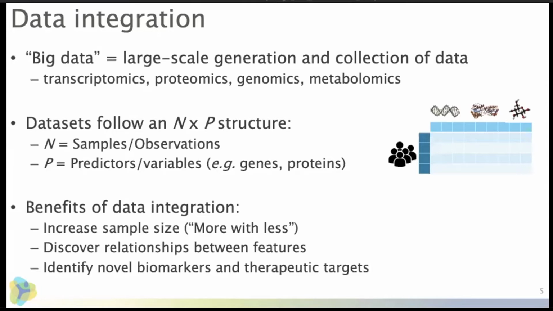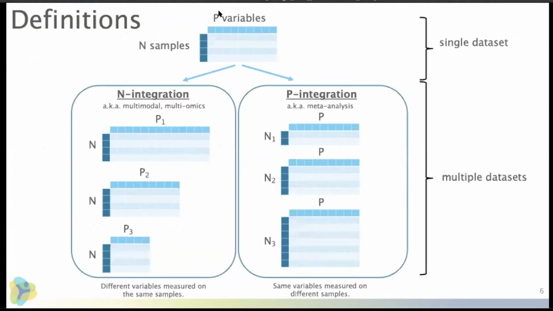And so this can be any type of data obtained from patients: gene expression, demographics, proteins, metabolites. So if you can imagine, we can integrate numerous data sets, whether it's integrating data from a lot of subjects and thus increasing our sample size, or integrating different types of data, such as genes and proteins, and then identifying relationships between them. And obviously with increased sample size or predictors, we can identify novel biomarkers and therapeutic targets.